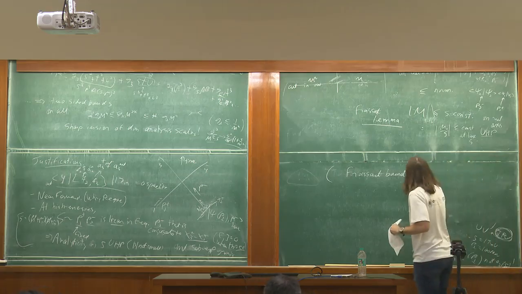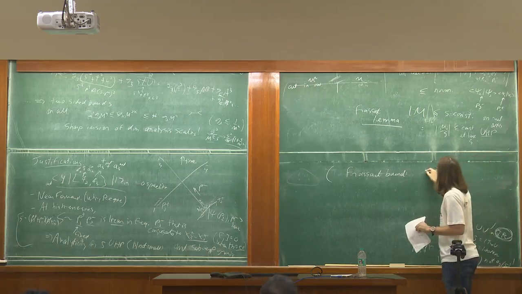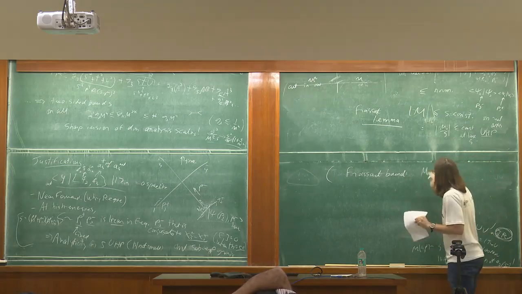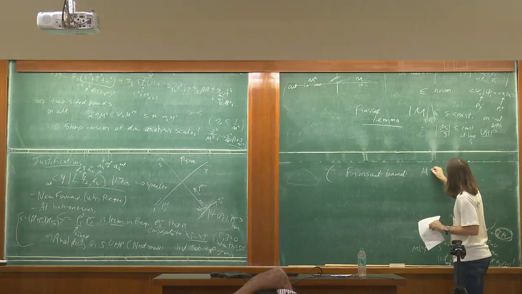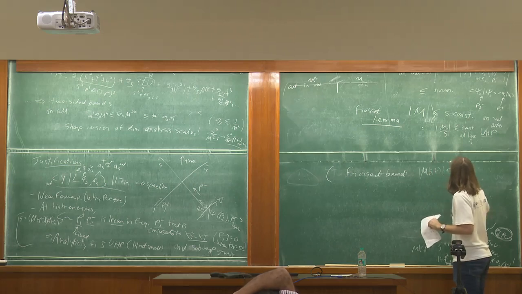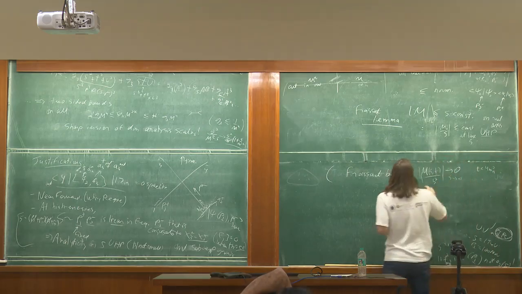So the Froissart bound is the statement that one of the versions is that, for example for pion scattering, the details depend on exactly what you scatter, the scattering amplitude f of s and t is strictly less than s squared. So this over s squared goes to 0 for fixed t, in some range, I think t less than 4 m pi squared or something like this, as s goes to infinity. That is the usual statement.